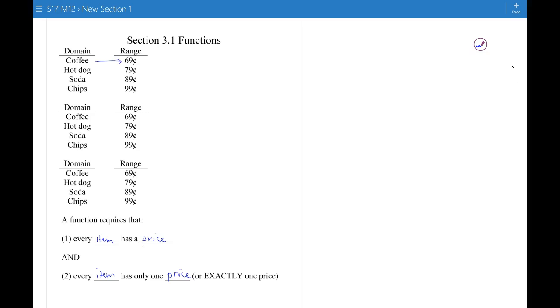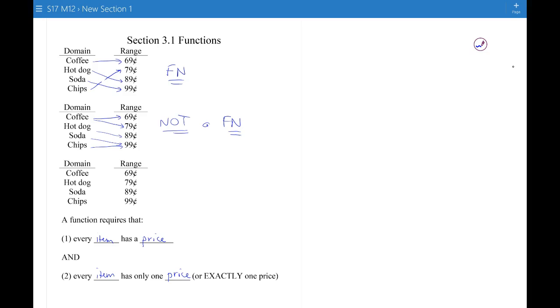So for instance, if coffee is 69 cents, hot dog is 89, soda is 99, chips are 79, that is a function because each item has a price and each item has only one price. If coffee is 69 cents and 79 cents, then this is not a function because coffee has two prices. So think about the cashier. They don't know what to charge for the coffee.